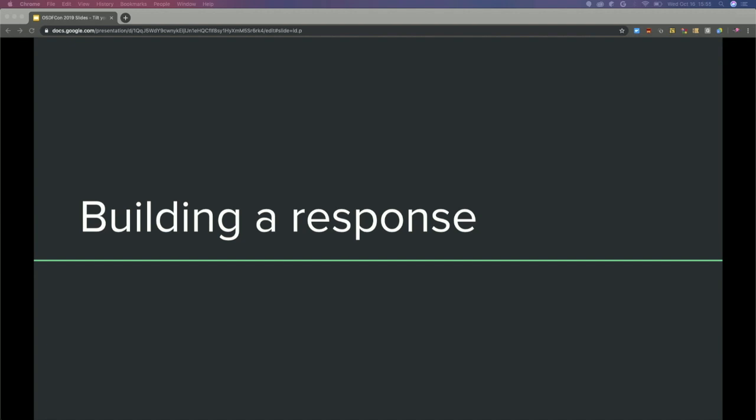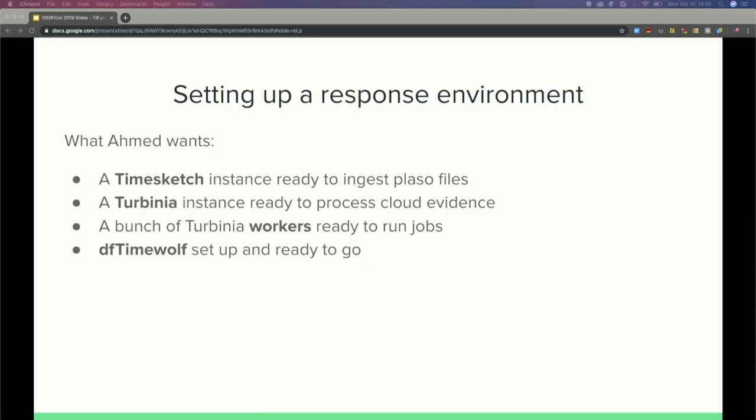So the first thing he wants to do is set up an environment to do his response in. He doesn't want to do all the forensics inside Greendale's cloud project because maybe there are hackers there, maybe they're going to interfere with what he's trying to do. So he's going to set up a brand new project and put all his tools there.